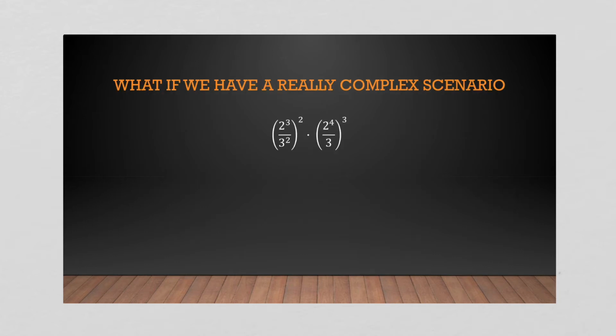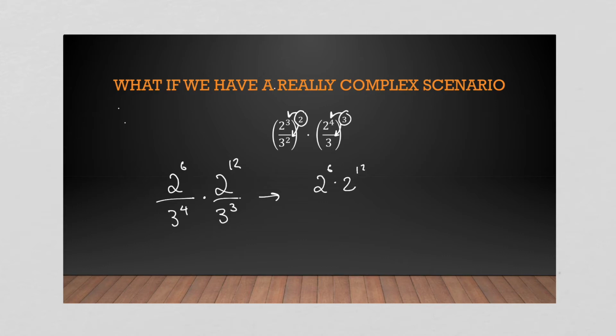So here's another scenario, right? Well, here I have power to a power. So first I have to multiply that in there, and I have to multiply that in there. It's going to get rid of my brackets, right? So now I have 2 to the 6 over 3 to the 4 times 2 to the 12 over 3 to the 3. And now what you'll notice is these are multiplying together. So I have 2 to the 6 times 2 to the 12 over 3 to the 4 times 3 cubed.